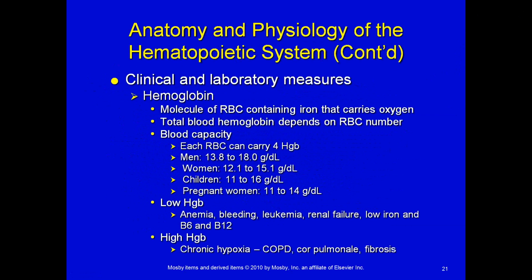Low hemoglobins, examples would be anemias, bleeding, which is a form of anemia, leukemia, renal failure, iron-poor blood, and blood poor in vitamin B6 and B12. High hemoglobins are seen in patients who are chronically hypoxic, those with severe COPD, cor pulmonale, and cystic fibrosis.